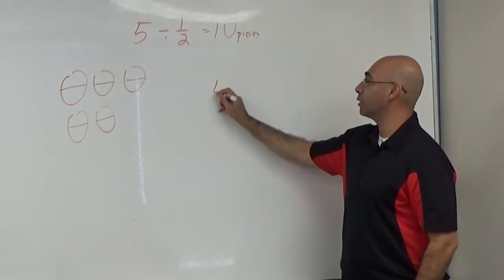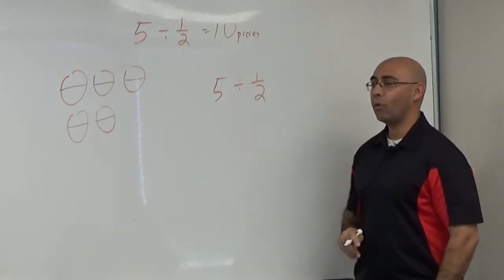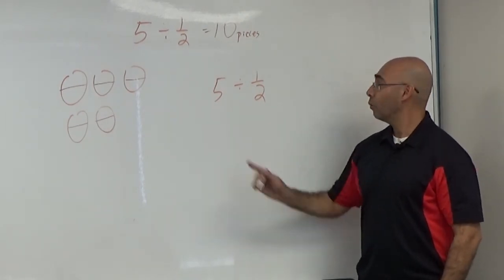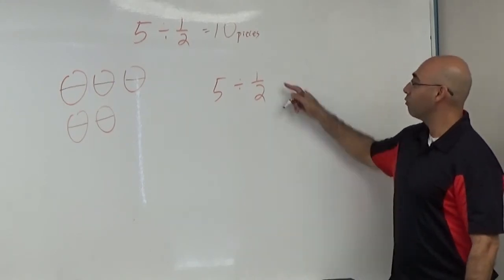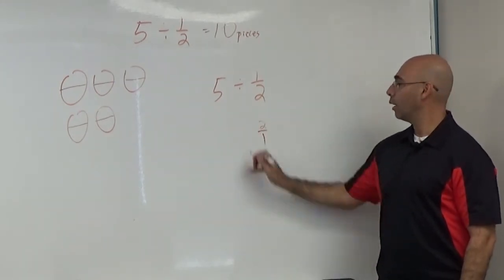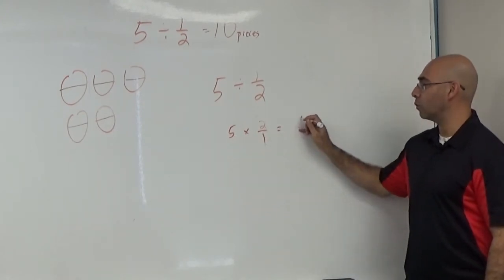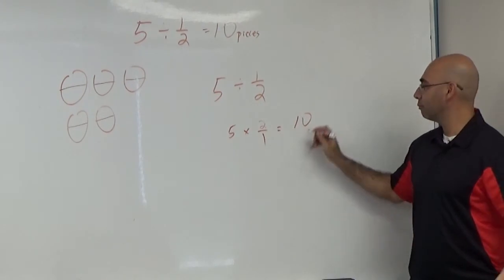Now, you might say, I don't want to draw all those pictures, because what if it was 100 divided by a half? Well, look at this. Let's use the song again. There's no reason to ask why. Flip the second number, then multiply. What's 5 times 2? 10. And over 1, it doesn't really matter, right?